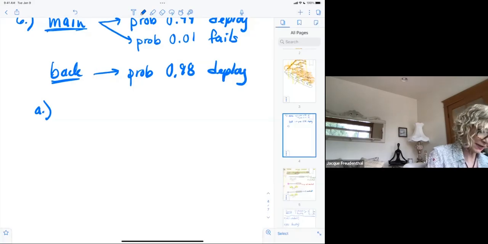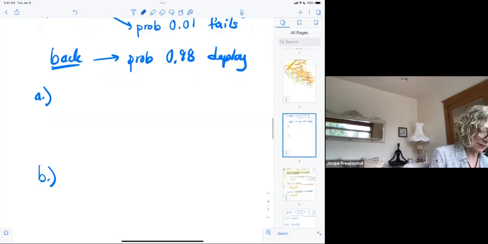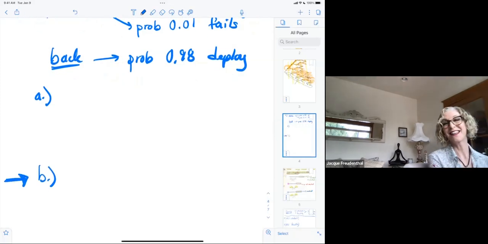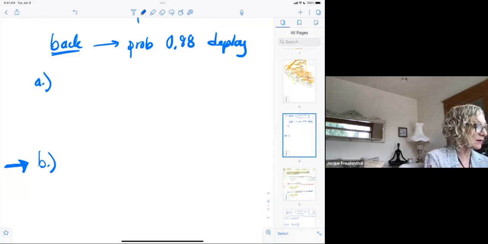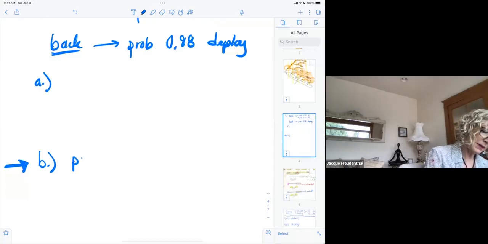I'm actually going to jump down to part B. I want to do part B first because it just makes more sense to understand part B first. A is more clear after we do part B. I just need to switch this order on the worksheet and I forgot to. Okay, what is the probability that the backup parachute deploys?